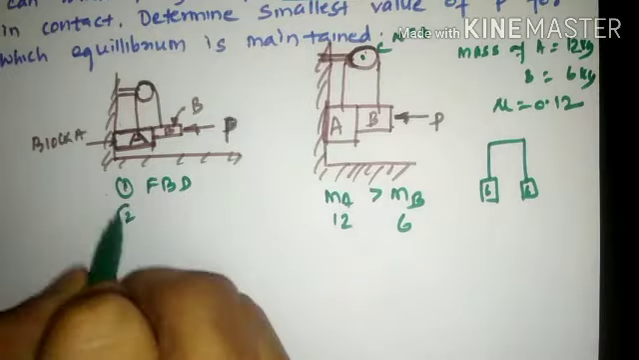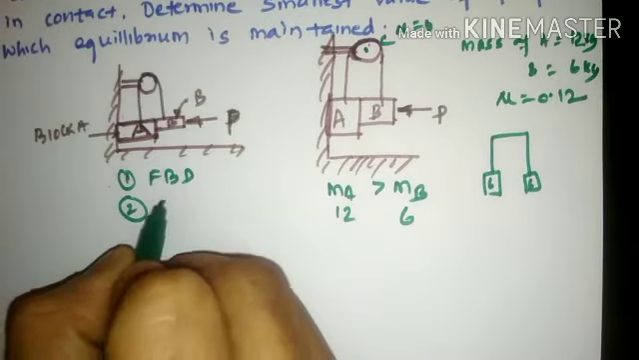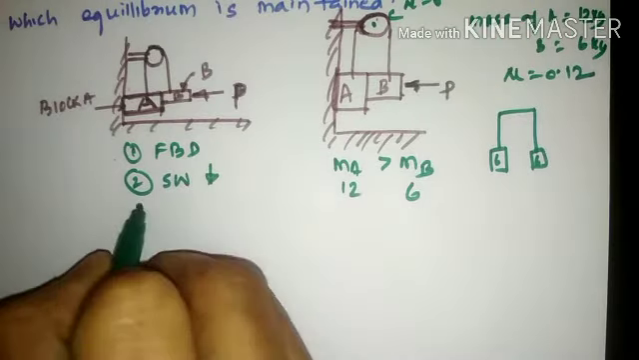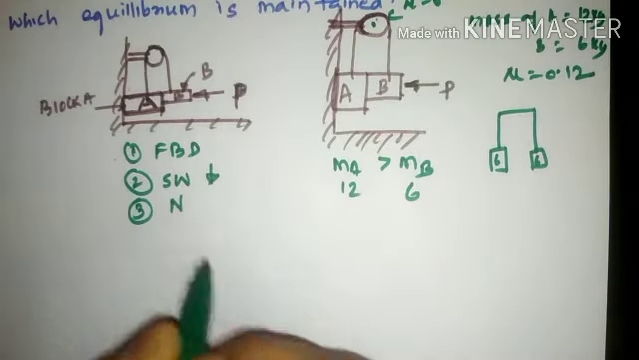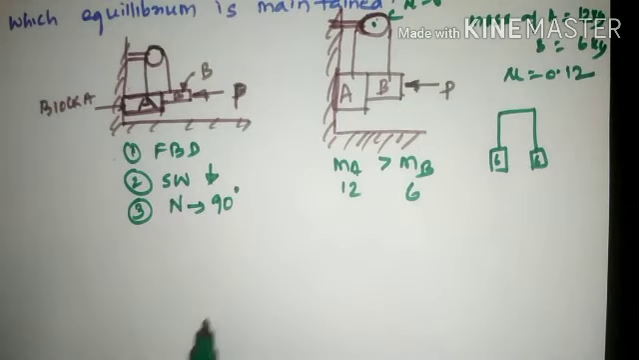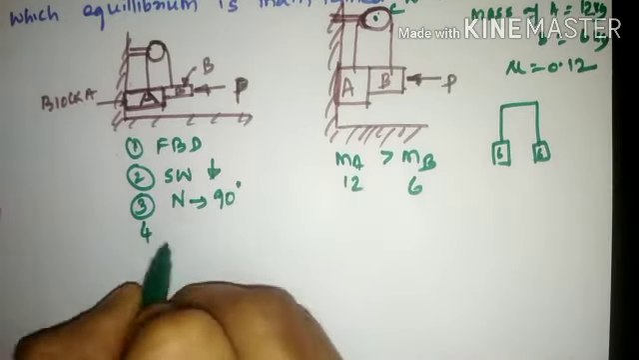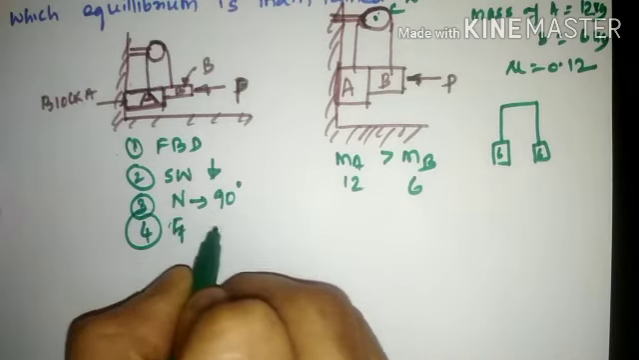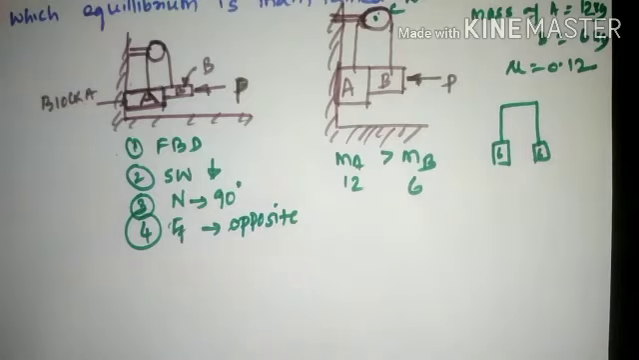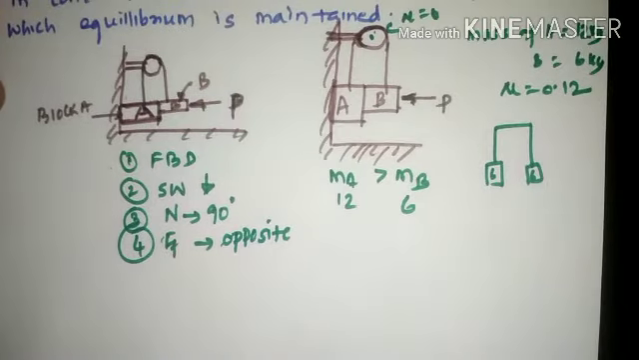Next is to draw the self weight. Self weight will always be in the vertically downward direction. Next is to draw the normal reaction component. The normal reaction component will always make an inclination of 90 degrees to the plane of contact. The fourth condition is that frictional force will always be opposite to the movement of the body.